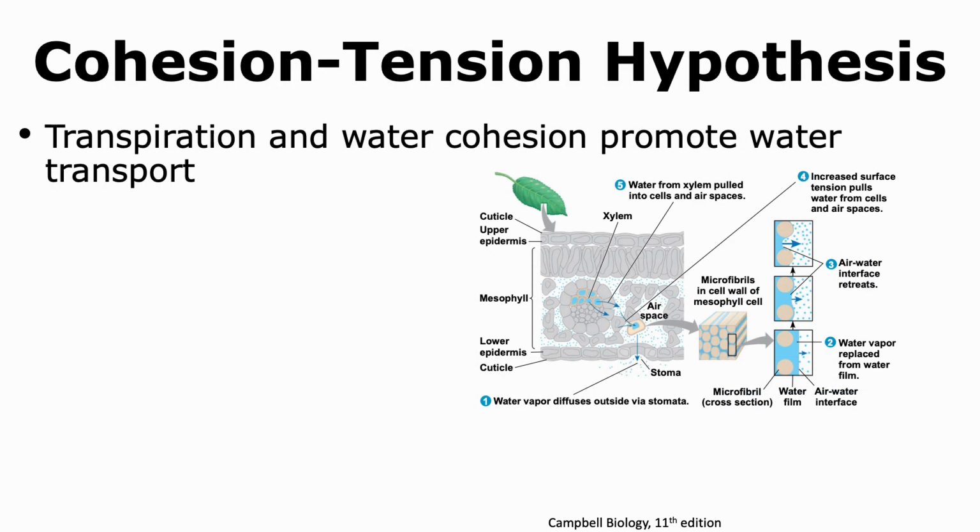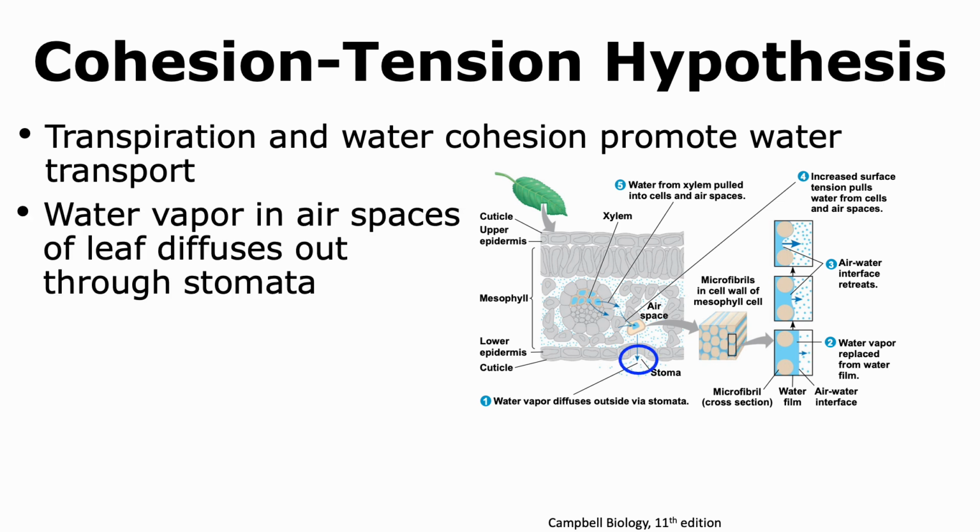There have been a few hypotheses to explain how water is transported in the xylem, but the most widely accepted one is the cohesion-tension hypothesis. According to this hypothesis, transpiration and cohesion of water work together to promote water transport. Let us look at how this process works. Water vapor that is present in the air spaces of leaves diffuses out through the stomatal openings.